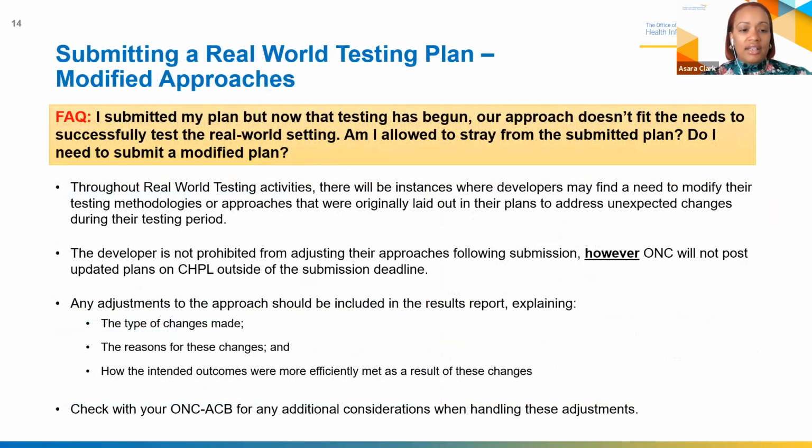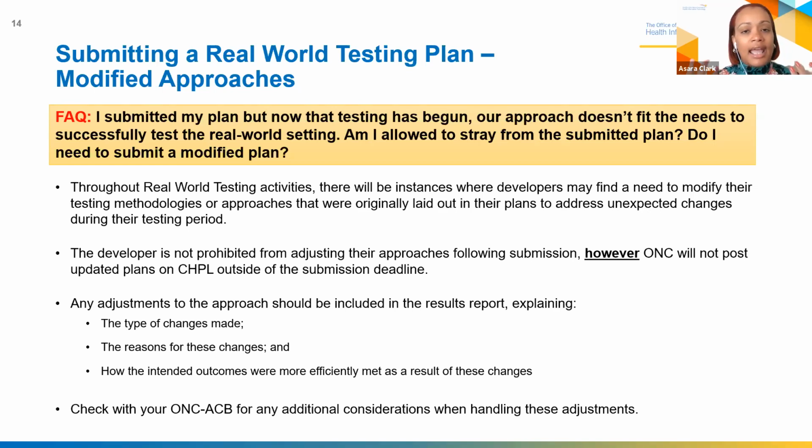All right. Now we have an FAQ that talks about modified approaches, because we get this question a lot as well, where a developer wants to know: if they submit their plan, but once they've begun their real world testing activities, their approach doesn't seem to fit the needs to successfully demonstrate functionality in a real world environment. My apologies. We've had developers who want to know if they're allowed to stray from the plan they submitted. Are they bound to that plan, and do they need to modify a plan and submit a new plan? The answer to this question is yes, you can modify your approaches.